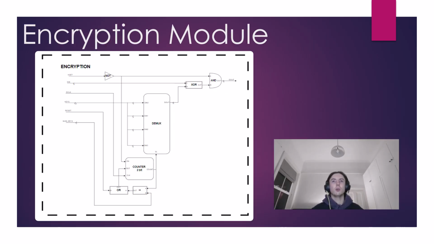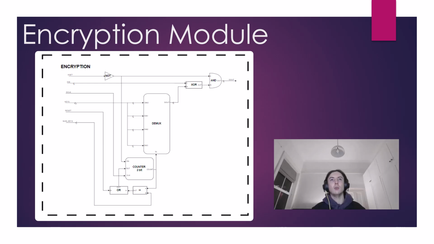So this is our encryption module. This is responsible for performing the XOR encryption between the incoming data and one of our 4 keys. So we're using a counter to select one of our 4 keys. It iterates through each of our keys sequentially. This counter is fed into a demux to actually select one of the physical registers. Once a register is selected, we can perform the actual XOR encryption.